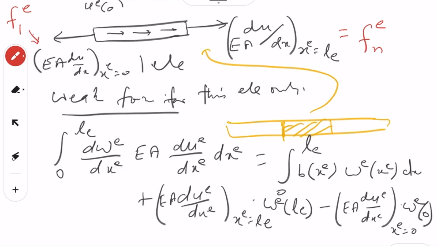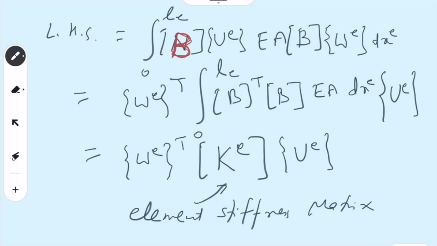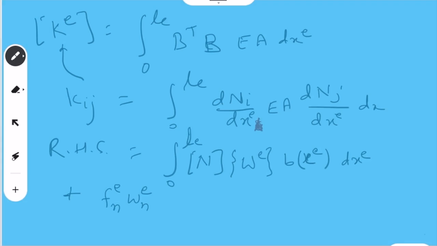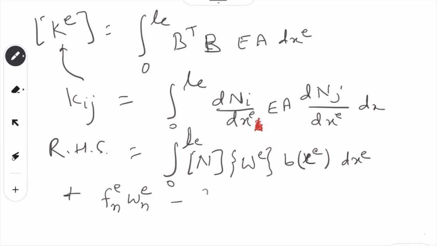Okay, and this is nothing but W_E^n, and similarly this one is nothing but W_E^1, the first one. So that's what we are writing there. So the same thing we will write here also, minus F_E^1 W_E^1. Now we can look at this also.